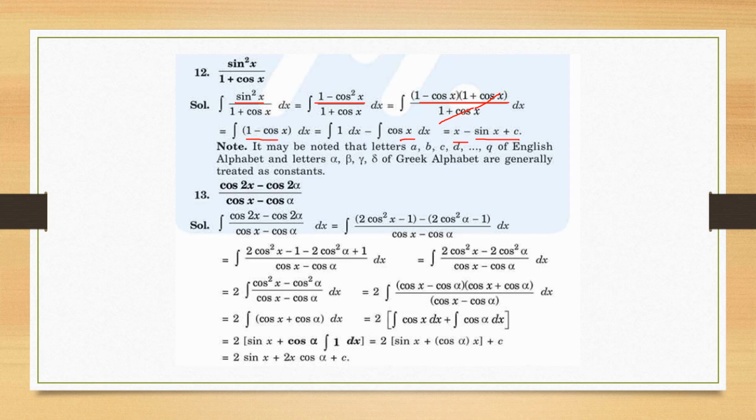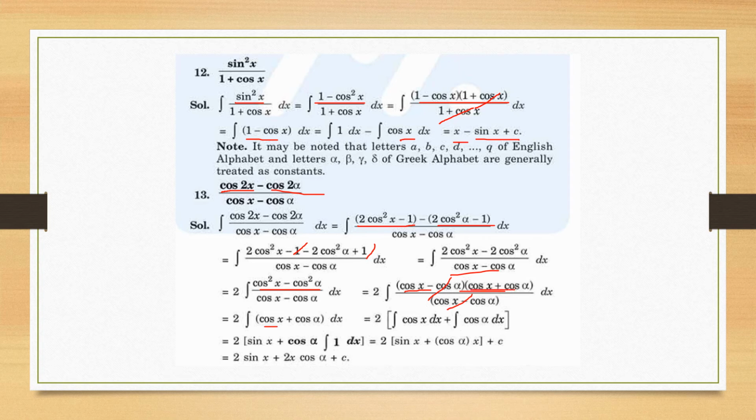Number 13 is (cos 2x minus cos 2 alpha) upon (cos x minus cos alpha). Now again you see that cos 2x can be changed as 2 cos square x minus 1, minus this can be changed as 2 cos square alpha minus 1. Right, now this minus 1 and 1 will balance, and taking 2 common I'll get cos square x minus cos square alpha in the numerator, and denominator is the same. Right, now use a plus b into a minus b here.